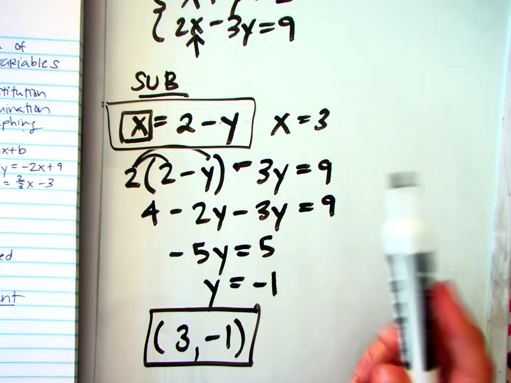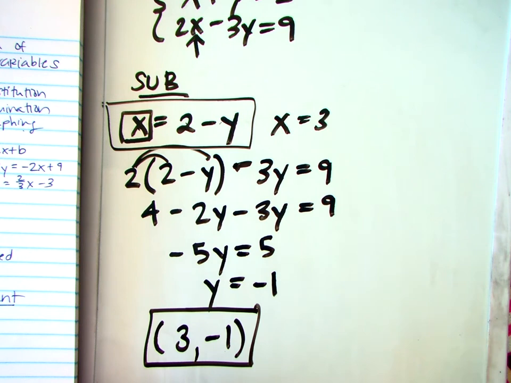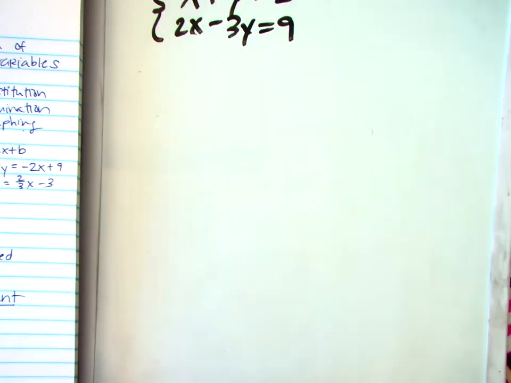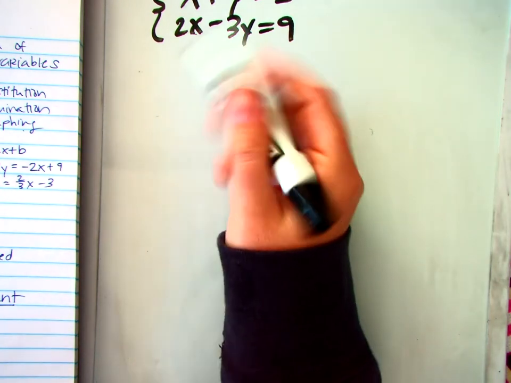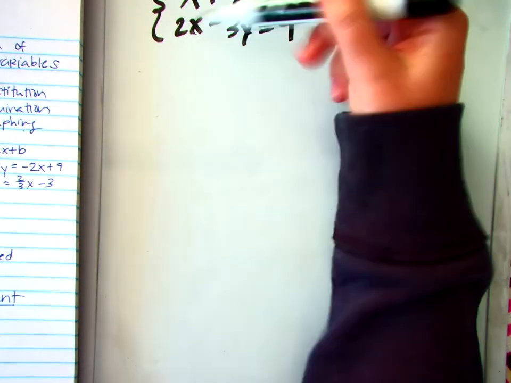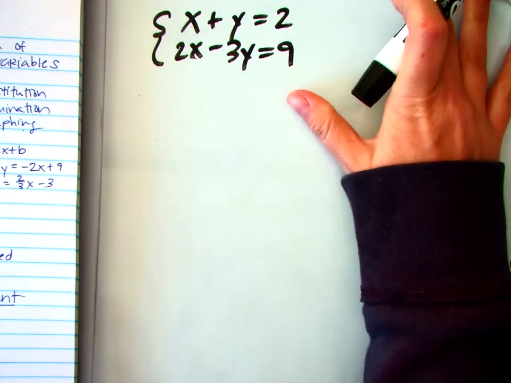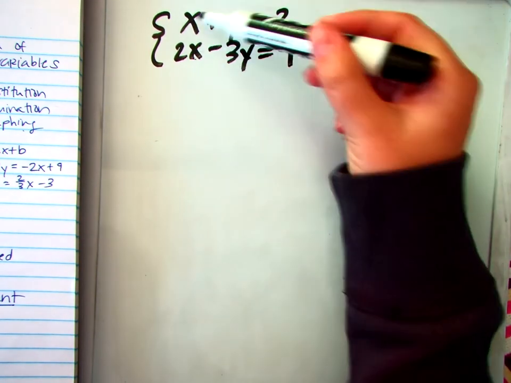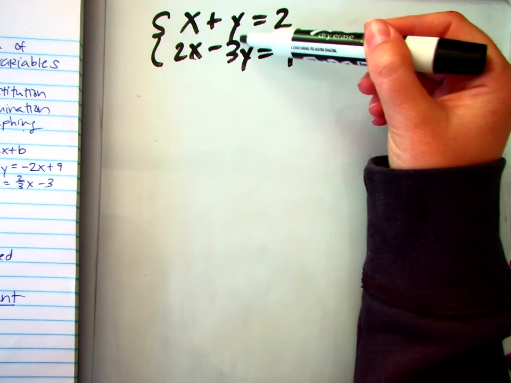All right, so what about the elimination method? The elimination method is a little bit more complicated. Some people view it as more complicated, but you're trying to eliminate one of the variables from within the system. So if I look at the coefficients here, these are both positive, but these are opposite signs.